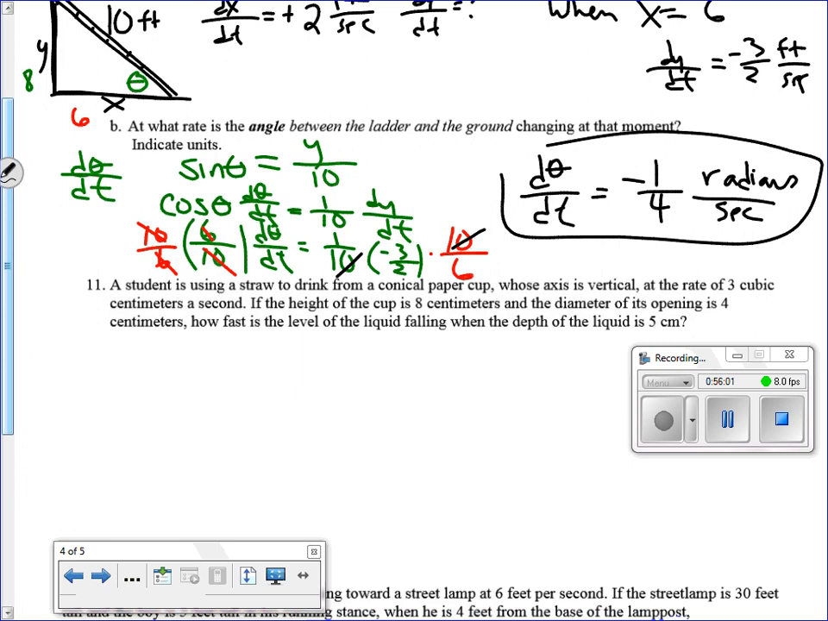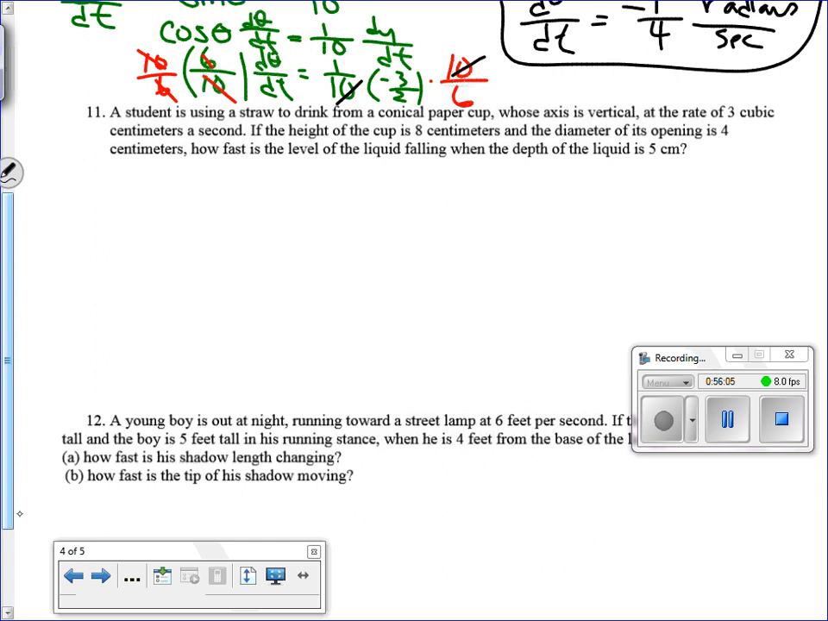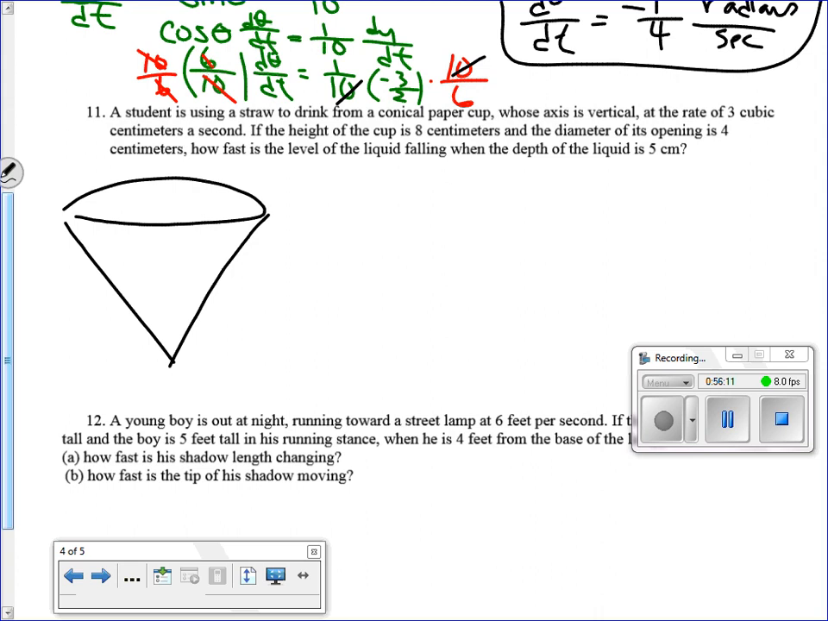All right. Number 11. A student is using a straw to drink from a conical paper cup. So it's like this. Inside the cup, you've got some liquid. Now, the whole cup itself has a height of 8.